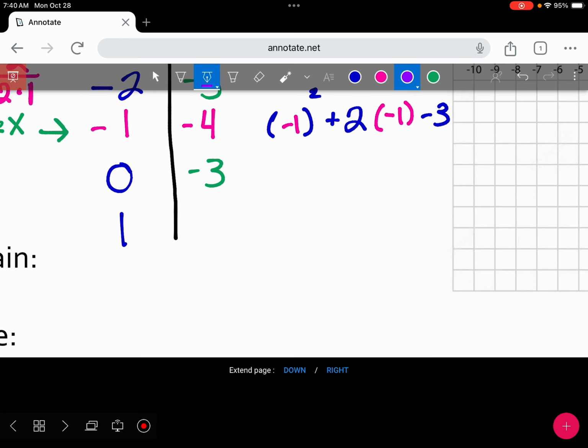So if we want to find f of 1, substitute in 1 in place of the x's. 1 squared plus 2 times 1 minus 3. What are we going to get? 0.